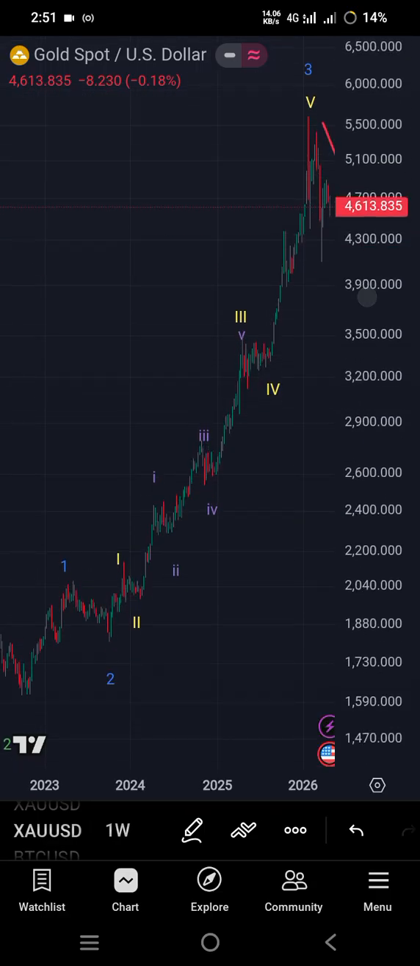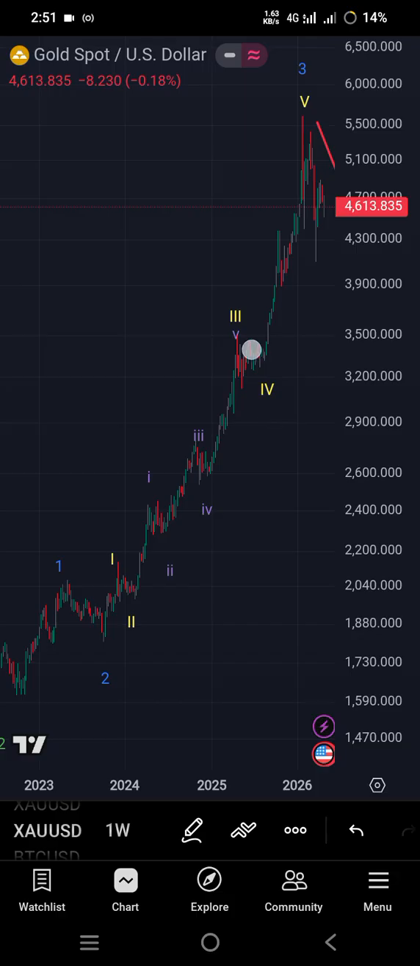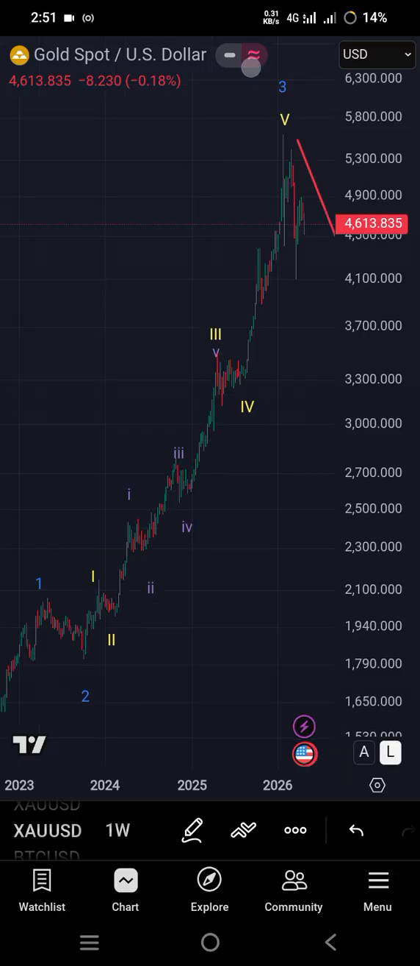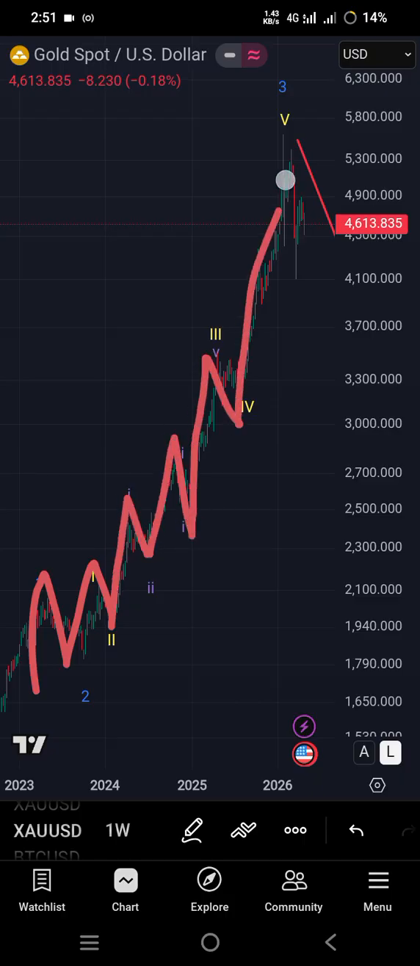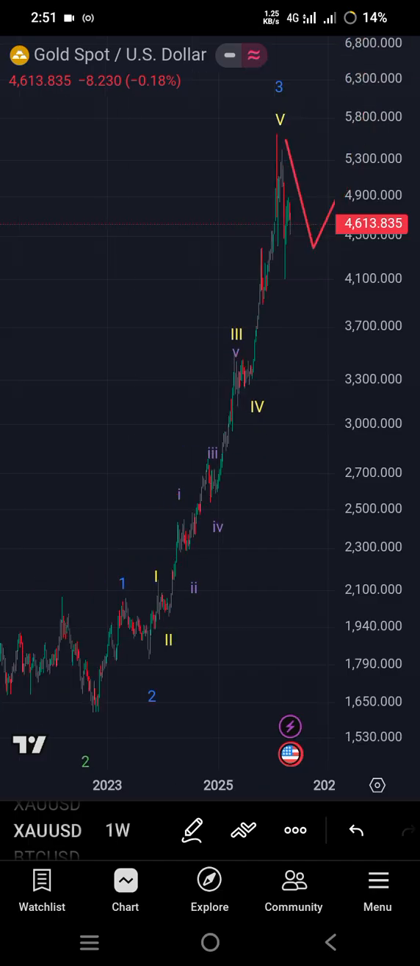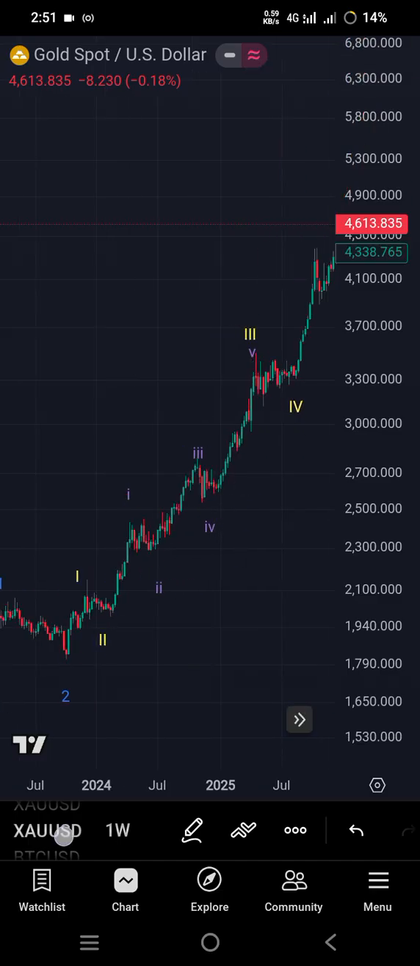So zooming in again, let's go down to the weekly. On the weekly, I was able to count this. So I'm taking this as a 1, 2, a 1, 2, another 1, 2, and a 3, 4, 3, 4, and now a 3, a 4, and then we'll have that last 5. So this is my primary count. I have an alternate count.